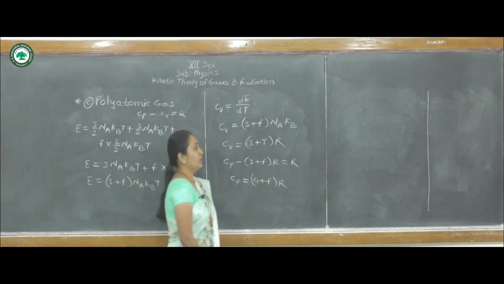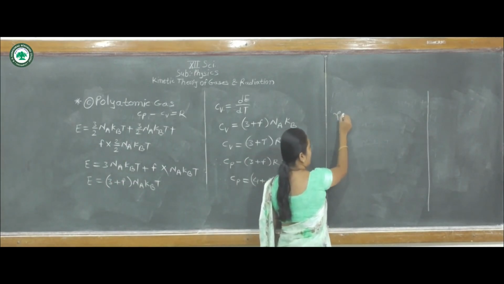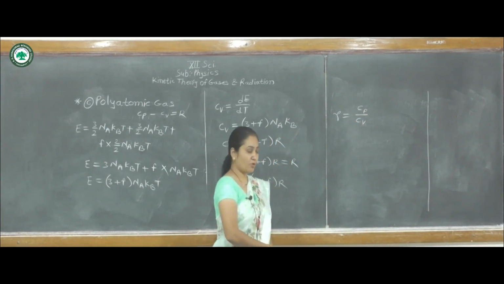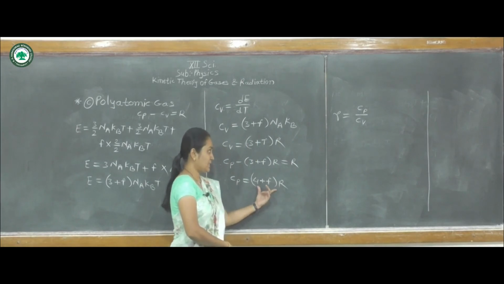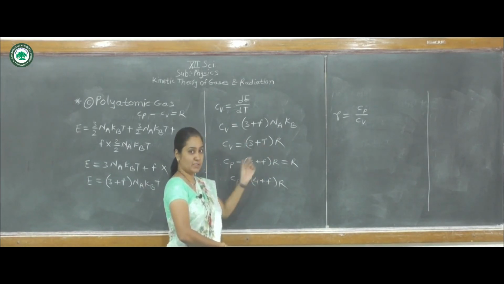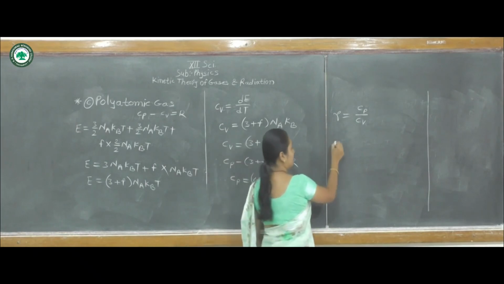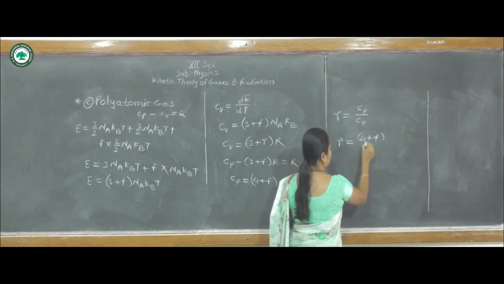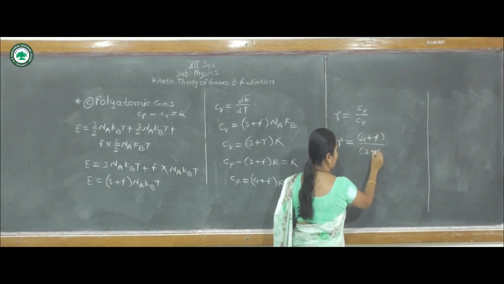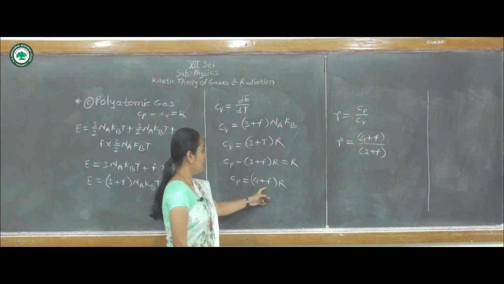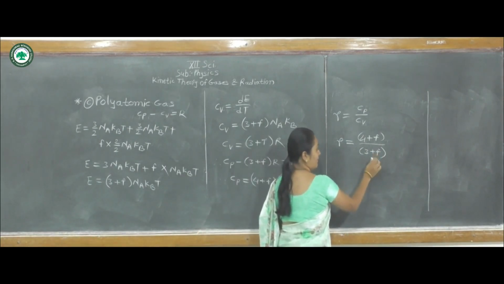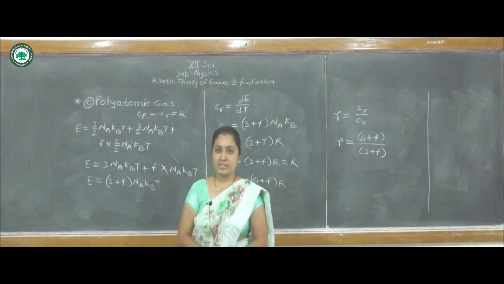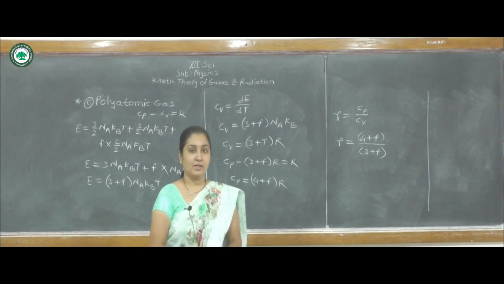Now the ratio of the two specific heats, gamma, is given by Cp upon Cv. Cp is this value and Cv is this value. So from this we can write gamma is equal to (4 plus f) divided by (3 plus f). So this gives the ratio of the two specific heats for polyatomic gases. Okay, thank you.